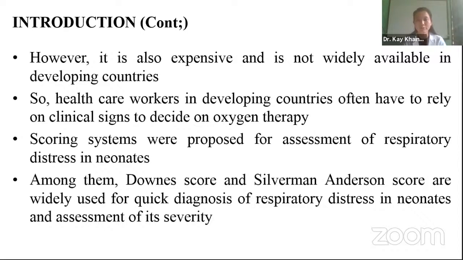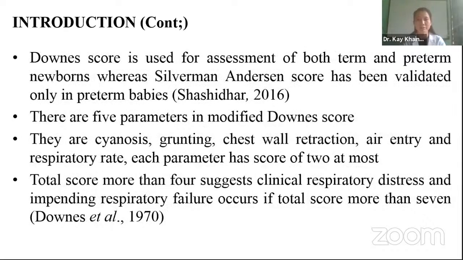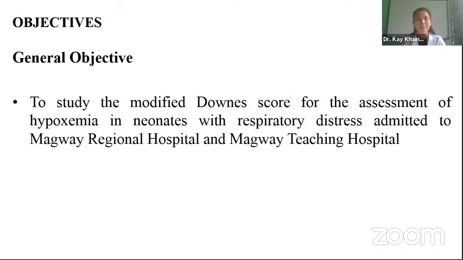Scoring systems were proposed for assessment of respiratory distress in neonates. Among them, Downe score and Silverman-Anderson score are widely used for quick diagnosis of respiratory distress and assessment of its severity. Downe score is used for assessment of both term and preterm newborns, whereas Silverman-Anderson score has been used only in preterm babies. There are 5 parameters in the modified Downe score: cyanosis, grunting, chest wall retraction, air entry, and respiratory rate. Each parameter has a score of 2 at most. A total score of more than 4 suggests clinical respiratory distress, and impending respiratory failure occurs if the total score is more than 7.